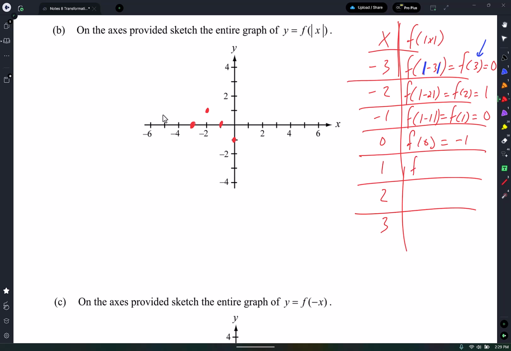Absolute value of 1 is still 1, so it's going to turn to f of 1, which was 0. Absolute value of 2 is still 2, so f of 2 is 1. And then absolute value of 3 is still 3, so f of 3 was 0. So 1, 0, 2, 1, 3, 0.